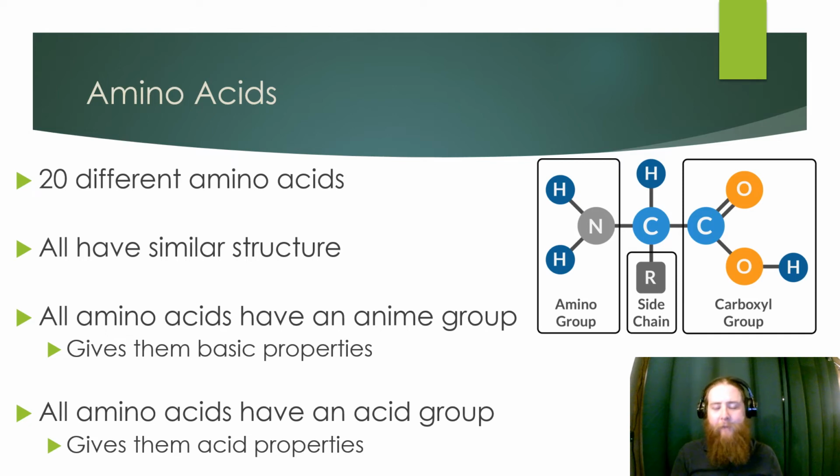There are 20 different amino acids that most living organisms use, and they all have a very similar structure. They have an amino group, which is this nitrogen and 2 hydrogens. It gives them basic properties, or pH above 7. And they have an acid group, or this carboxyl group. This carbon double bonded to an oxygen and an oxygen and an H. This gives them acidic properties. So these guys have both basic and acidic properties, and this gives them a lot of chemistry that they are able to do.